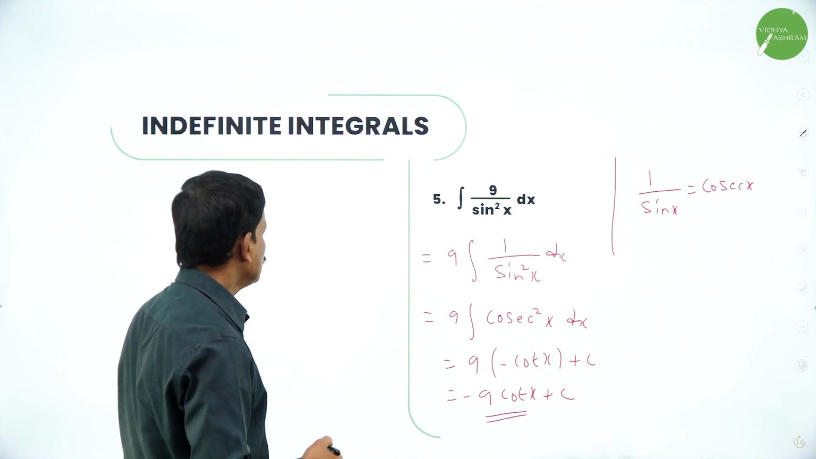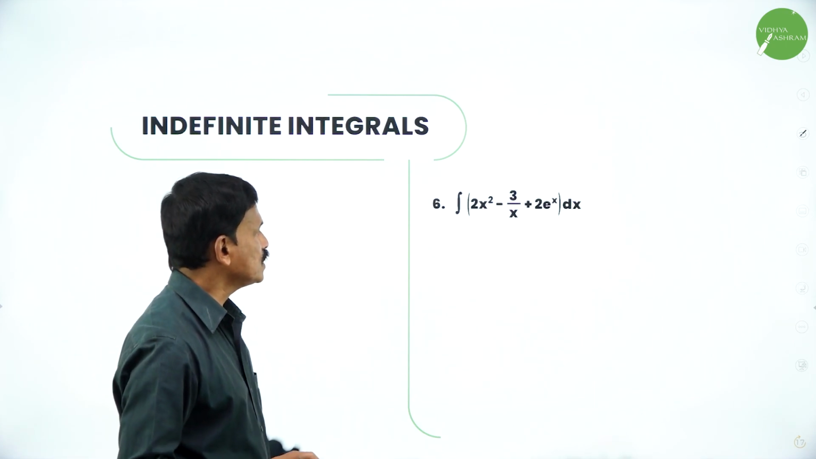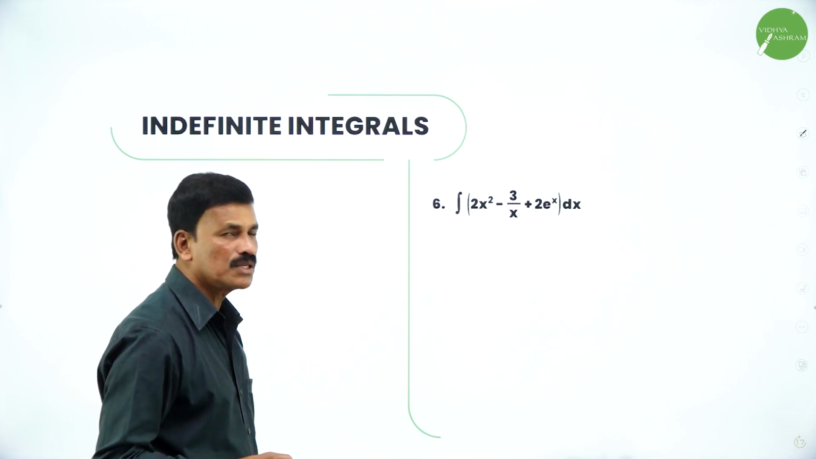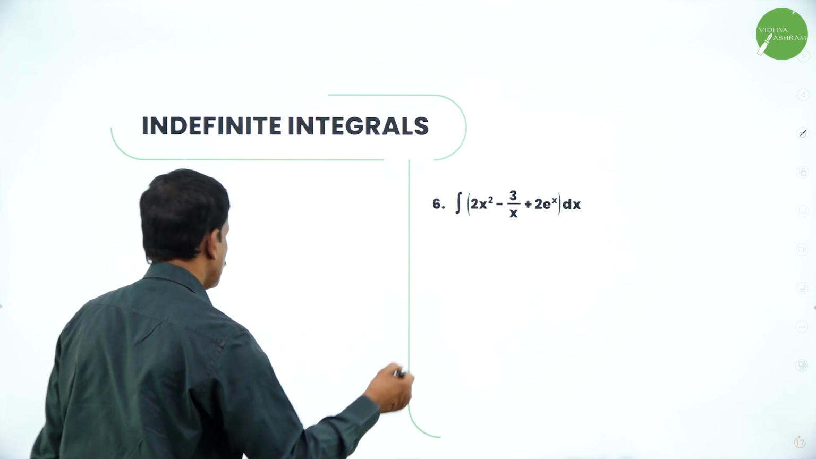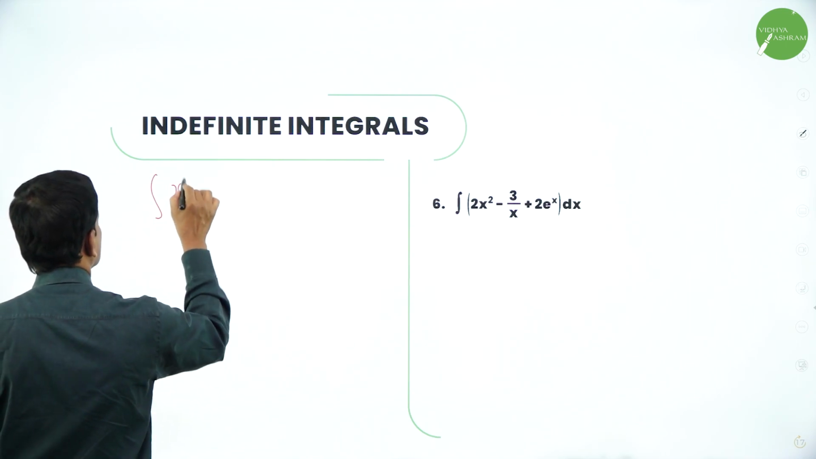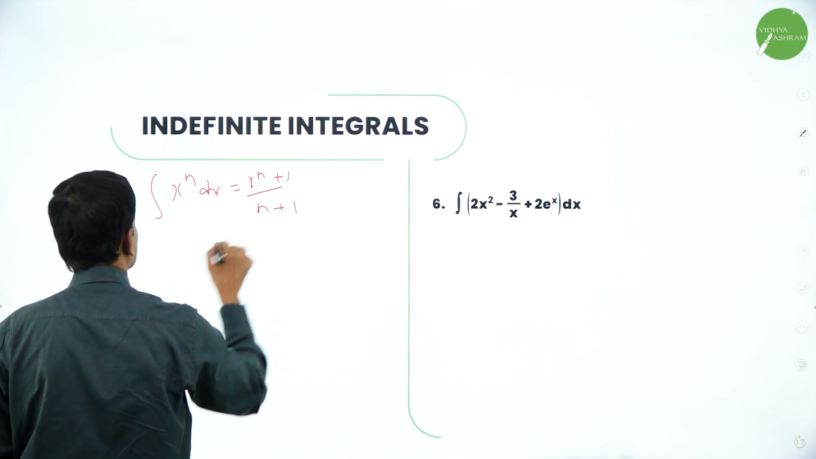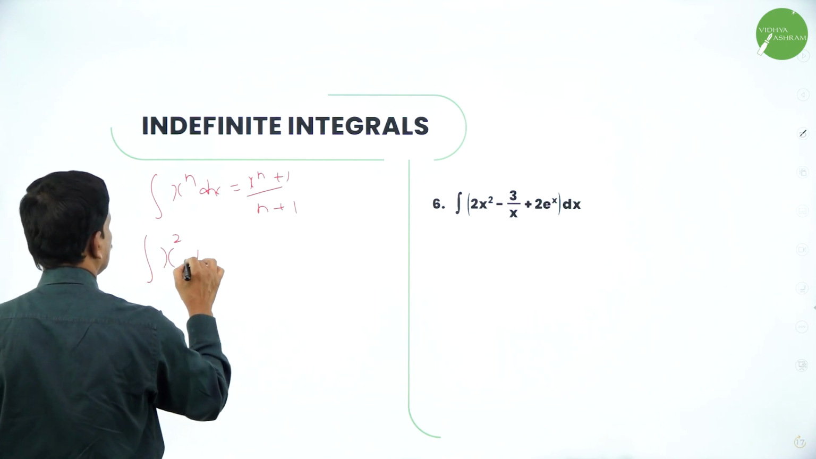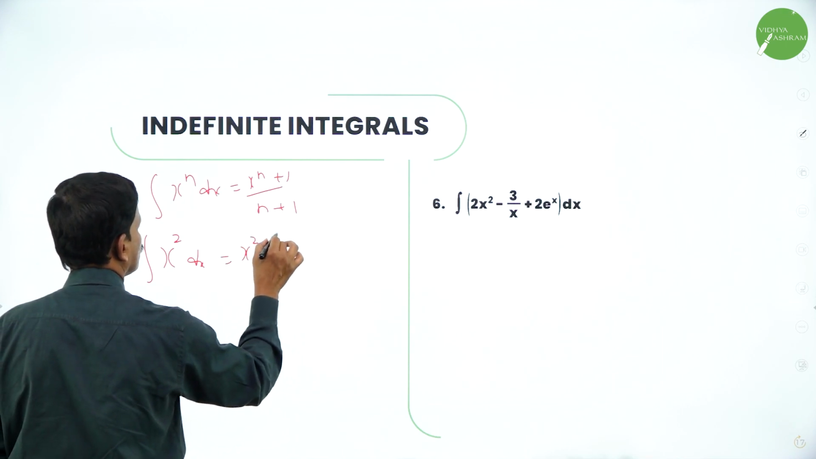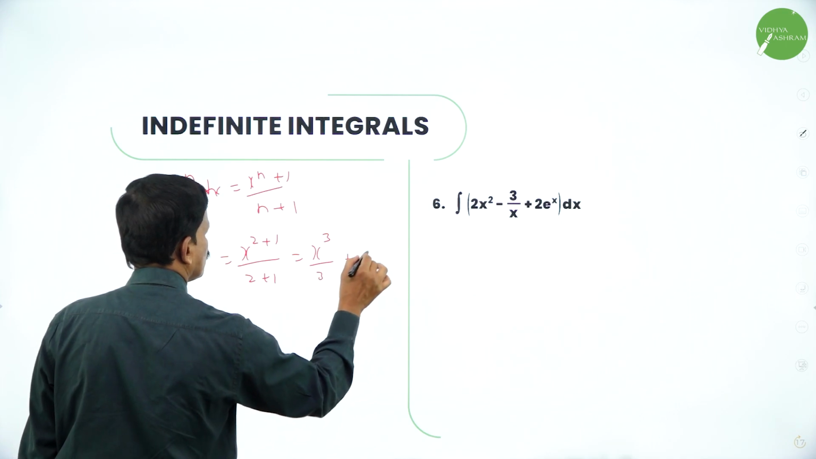Okay. Now move on to the next problem. So that is term by term integration. Integral of 2x square minus 3 by x plus 2 e raised to x dx. Before this, let us recall some formulas. We know integration of x raised to n dx is equal to x to the power of n plus 1 by n plus 1. Suppose integral of x square can be written as x to the power of 2 plus 1 by 2 plus 1, that is equal to x cube by 3 plus c.